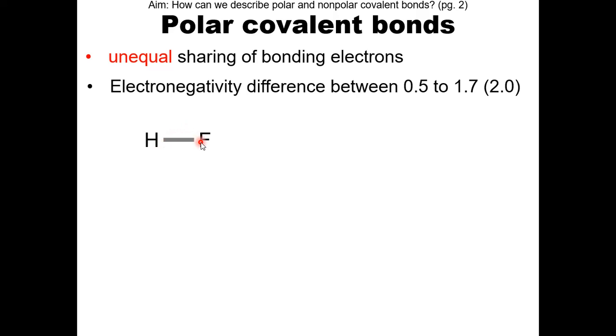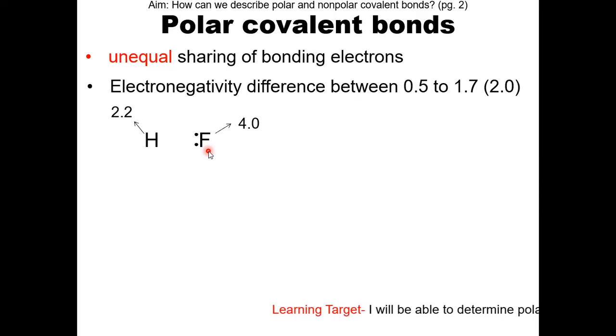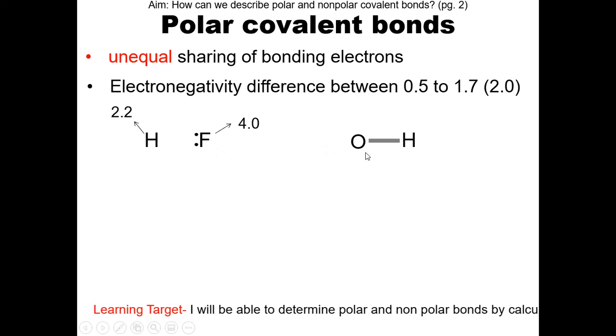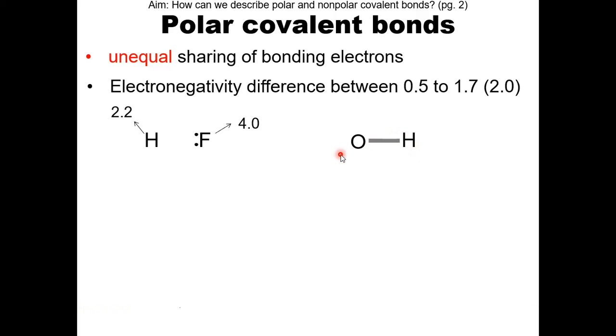Here we have a hydrogen and fluorine bond. If you look on Table S, fluorine has a 4 as electronegativity value, while hydrogen has a 2.2. So this is considered a polar bond. Since fluorine is more electronegative, the electrons will be closer to fluorine. Here we have another example, oxygen and hydrogen. By looking at Table S, oxygen has a 3.4 as electronegativity value, and hydrogen is 2.2. Since oxygen is more electronegative than hydrogen, the electrons will be closer to oxygen.